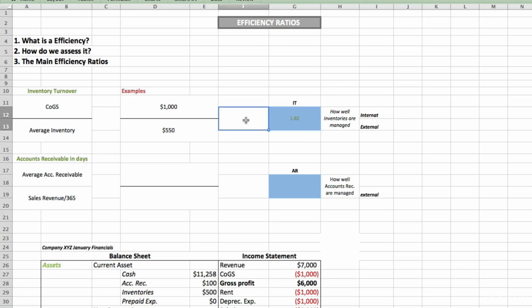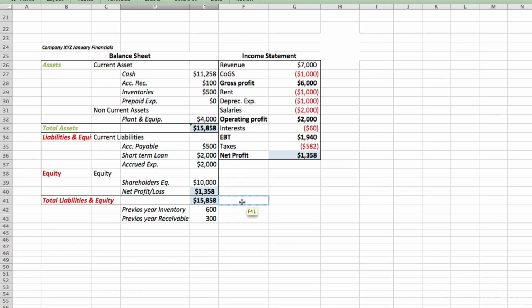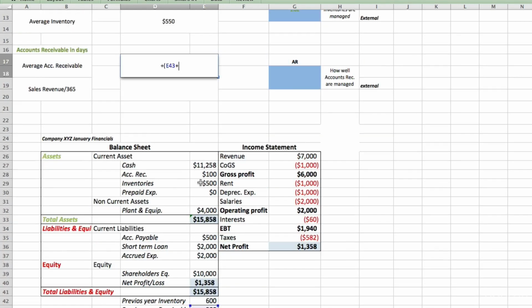If we move forward now and look at the accounts receivable in days, I want to show you what this metric is for. And this is a very interesting one. Why? Well, because if we take our average accounts receivable, that is given by the accounts receivable in the previous year that we have here, plus the accounts receivable in the current year, and then we divide them by 2, that's how we get our average accounts receivable.